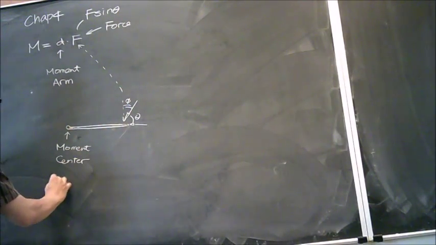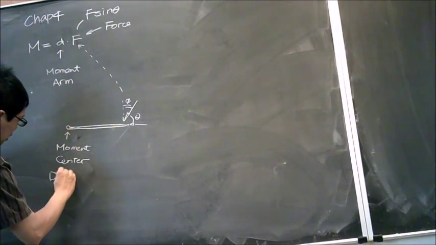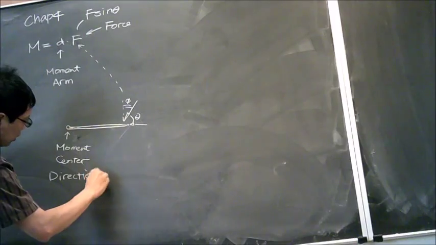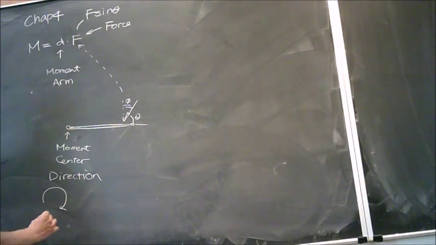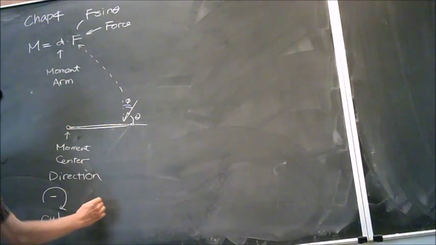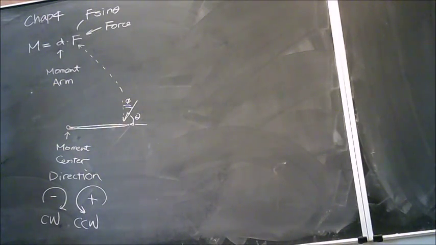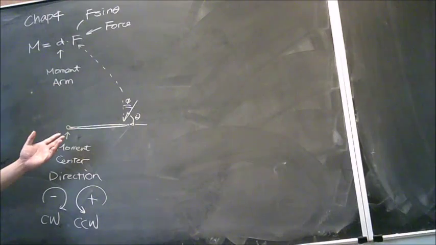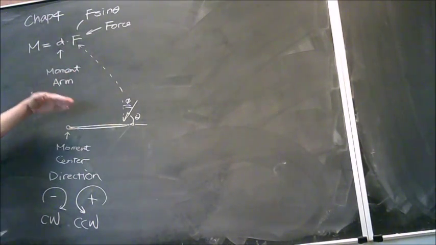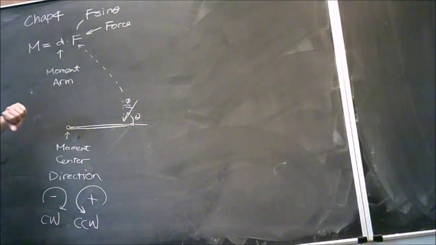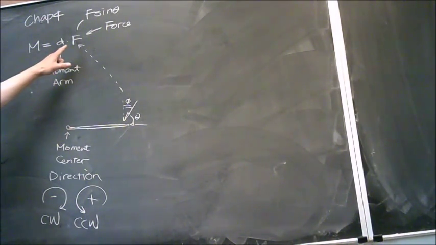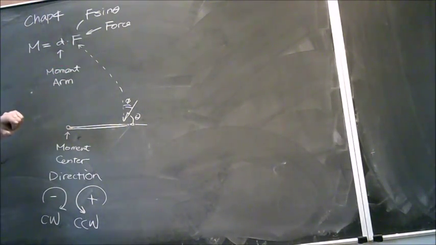And the other thing we need to determine is direction. If it's clockwise, then it's negative. If it's counterclockwise, then it's positive. Okay? Two-dimensional is not so difficult to handle. You only need to know the distance of the moment arm, and which force you're going to use as your applied force. Use the projected value perpendicular to the moment arm, and you should be able to use this formula pretty straightforwardly.